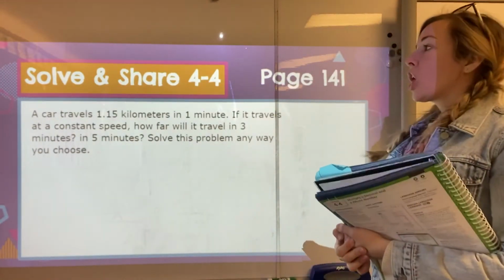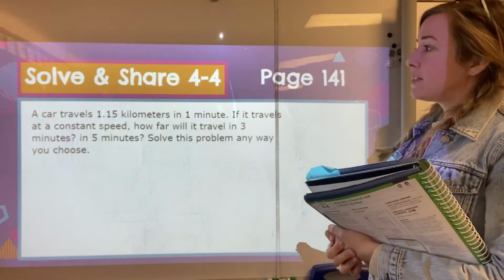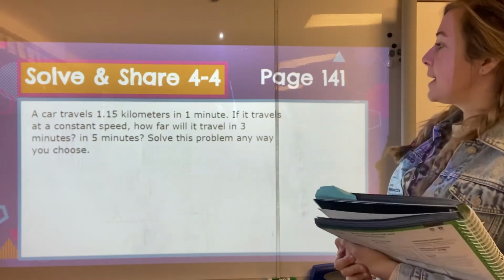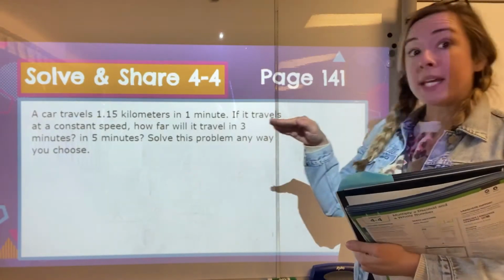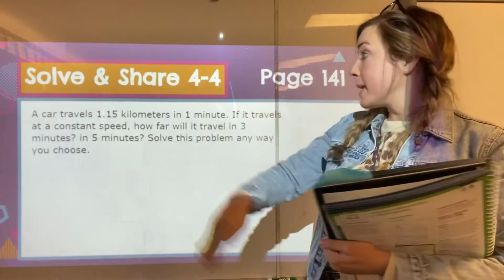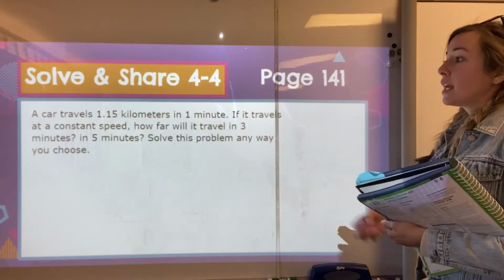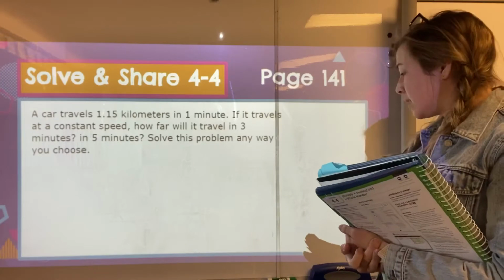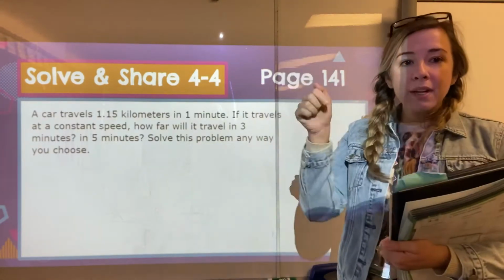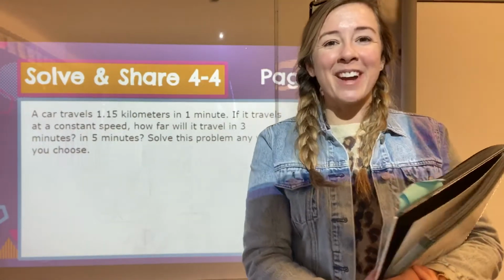A car travels 1 15/100 kilometers in 1 minute. If it travels at a constant speed, so it's not speeding up or slowing down, it's going the same speed, how far will it travel in 3 minutes? In 5 minutes? Solve this problem any way you choose. So go ahead and pause the video right here, give it a try, and then we'll talk about it all together.